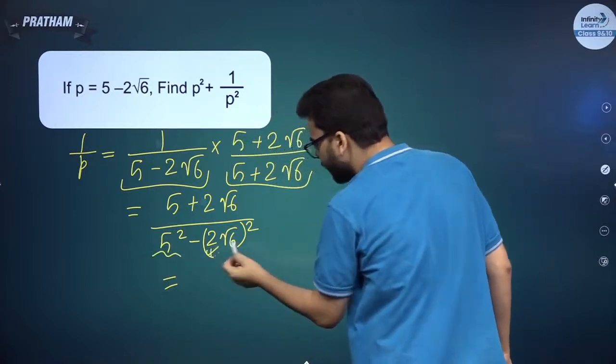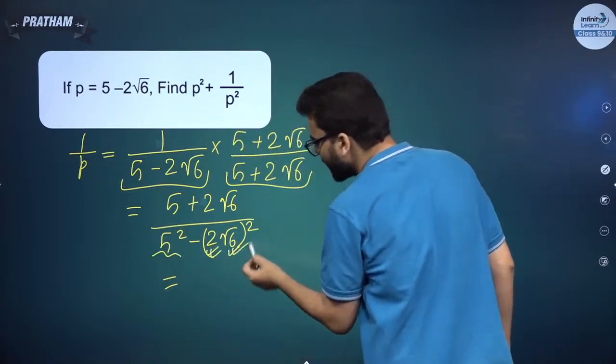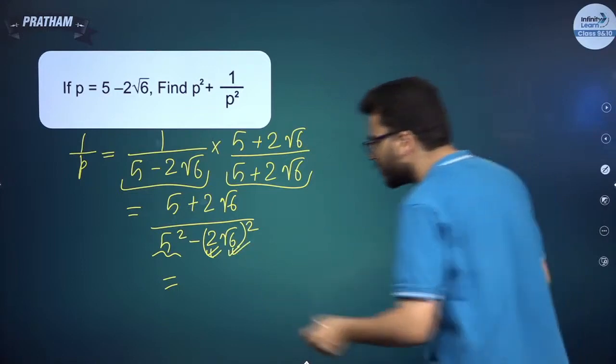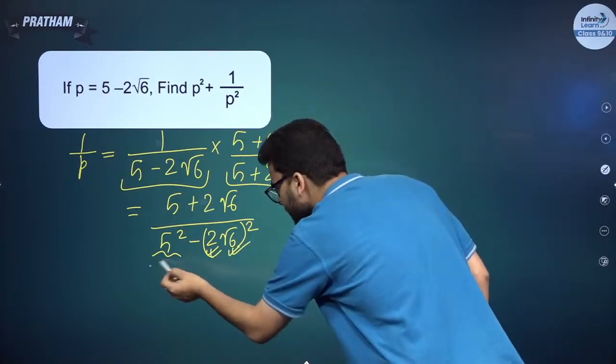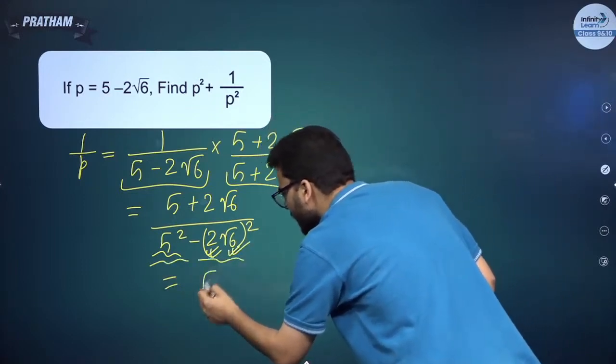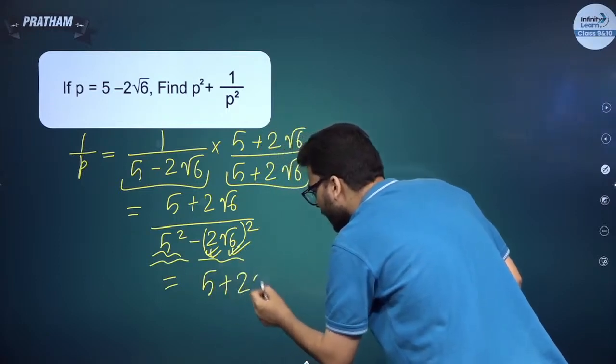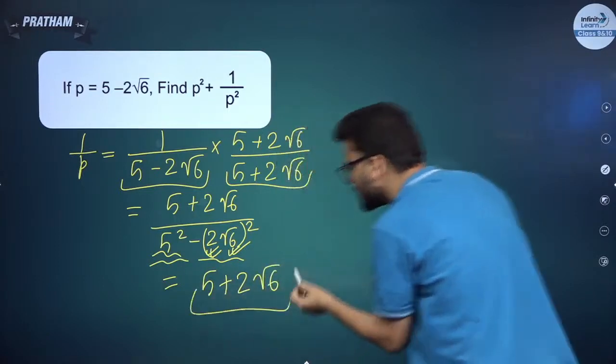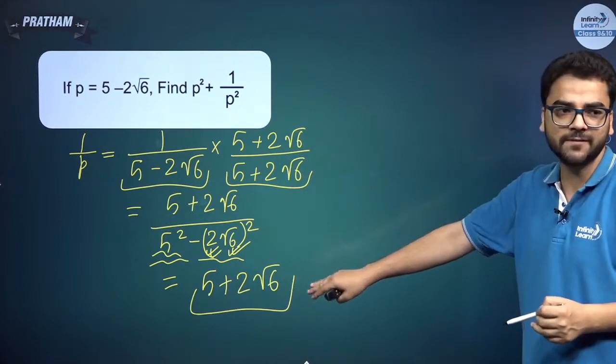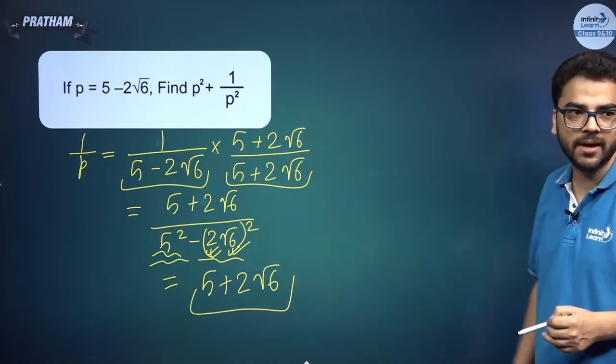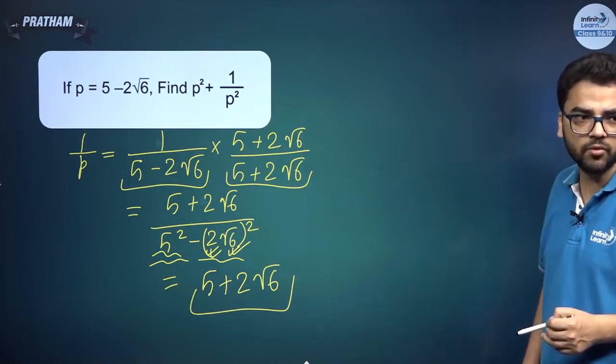And 2 2s are 4 and root 6 square is 6. So 4 6s are 24. You can do that in your mind. So this is 25 minus 24. So basically 1 is coming in the denominator. 5 plus 2 root 6 is there. 1 by p is 5 plus 2 root 6, correct? Let's see if it is correct or not, Abu and David.